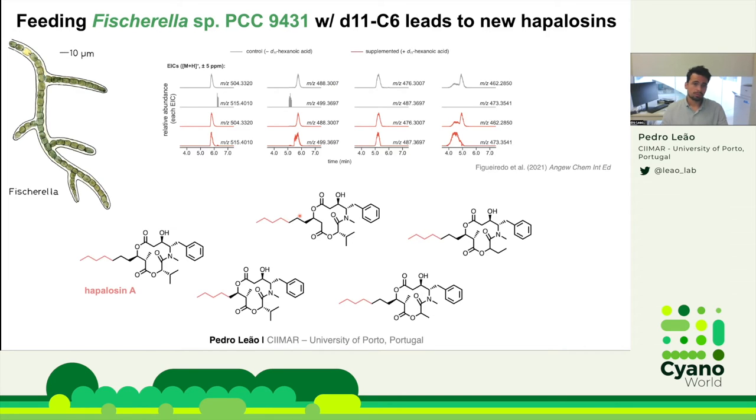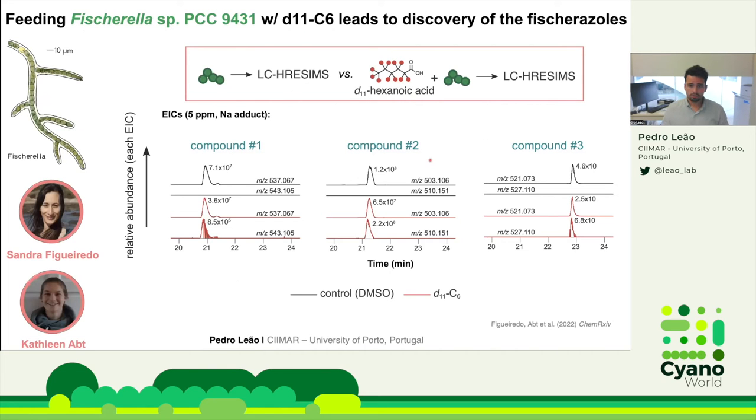When we went deeper into the data for this cyanobacterium, we also saw three compounds, same thing here: black is control, red is supplemented situation. And we always compare both. And sometimes we see these masses that are heavier that correspond to incorporation of the deuteriums. We saw this for three compounds that were related, but they had nothing to do with the haplosins that we saw earlier. So this told us that whatever these compounds were, they were incorporating the label coming from hexanoic acid.